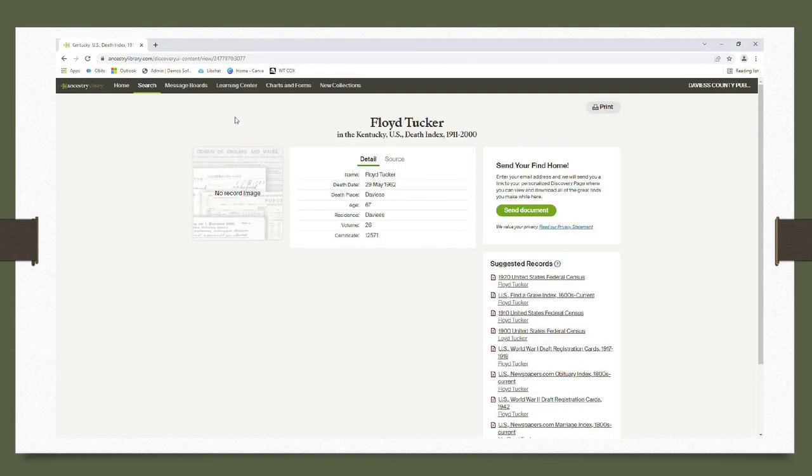This is trying to find a death record, a death certificate. I found the death index for Floyd Tucker. He died in 1962 on May 29th. Could not find a death certificate for him.